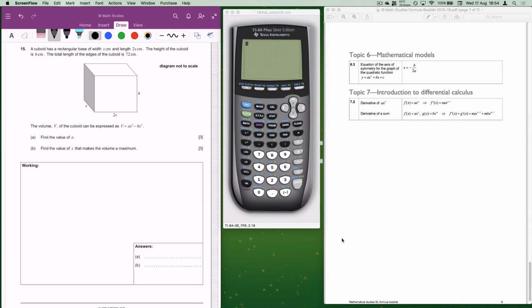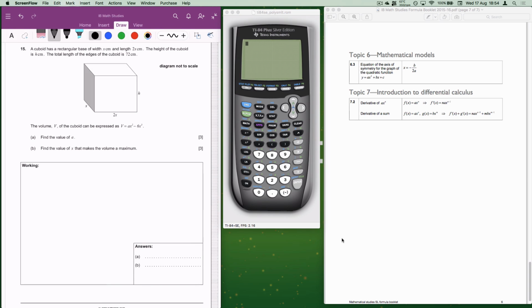Okay, so you've made it to question 15. Well done. Last question of the paper. Let's get it done. Right, so we have a cuboid with a rectangular base, x by 2x, and a height of h. And the total length of the edges of the cuboid is 72.